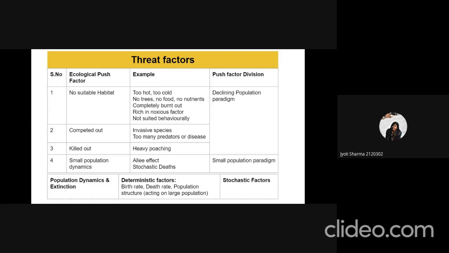Stochastic factor is where we don't know anything about what will happen in the future, where there is unpredictability. Again, this stochastic factor will affect the small size population but not the large size population. So these are different factors of the threat. Because of these factors we are losing species, or there is some impact on the species, and these impacts are not good but adverse.